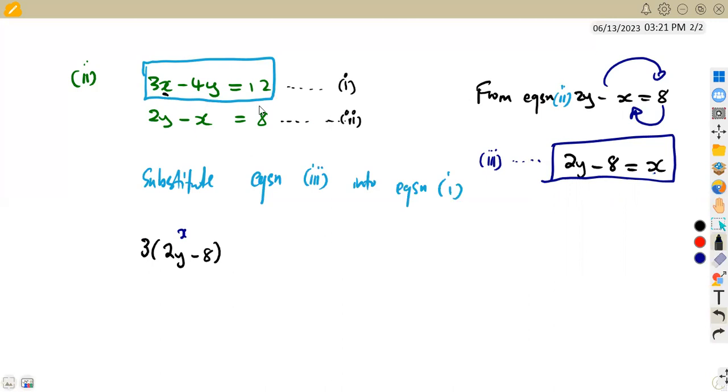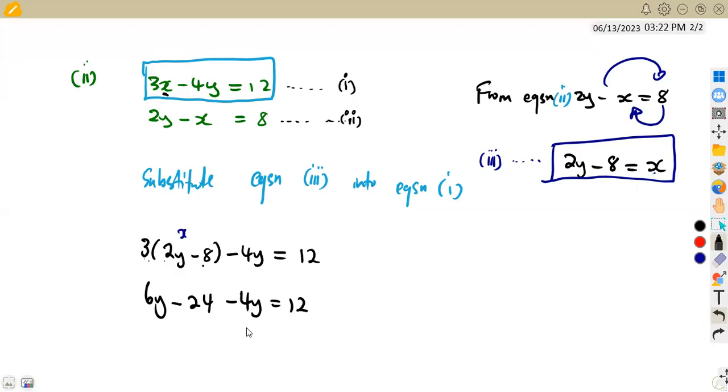The other terms are going to remain as they are. Minus 4y remains as it is, which is equal to 12. So if you check your equation, it's now only having values of y. It's in terms of y now, so it's easier for us to solve for y because we're just having one variable there. We can expand: 3 times 2 is 6y, 3 times negative 8 is negative 24. Then we've got minus 4y, which is equal to 12.